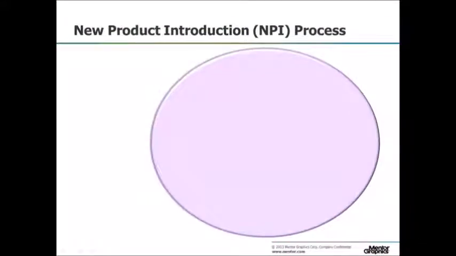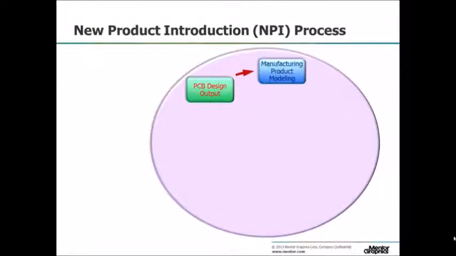On completion of the PCB layout, we produce our manufacturing output. Then we enter a series of stages intended to verify the integrity of our manufacturing data and to define exactly what is going to be manufactured. First of those stages is building our manufacturing product model. The manufacturing product model defines exactly what is going to be manufactured.